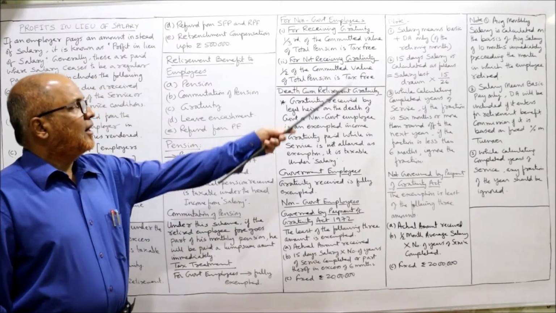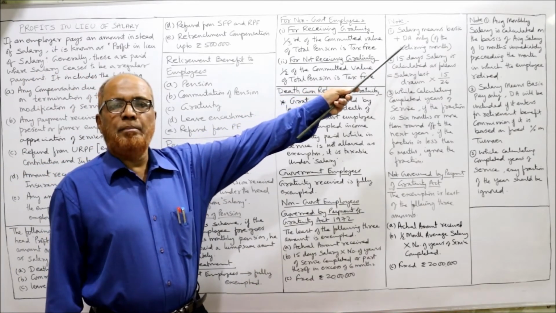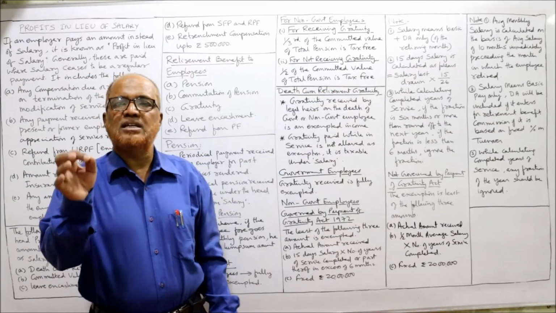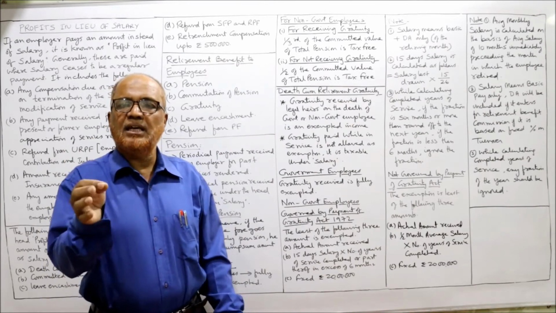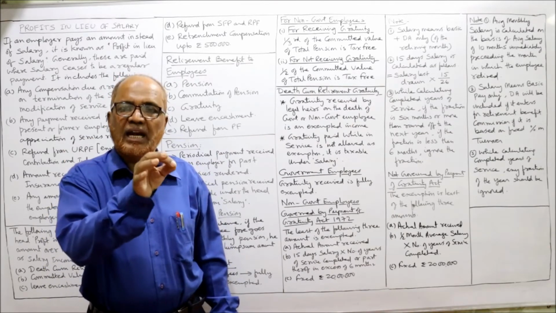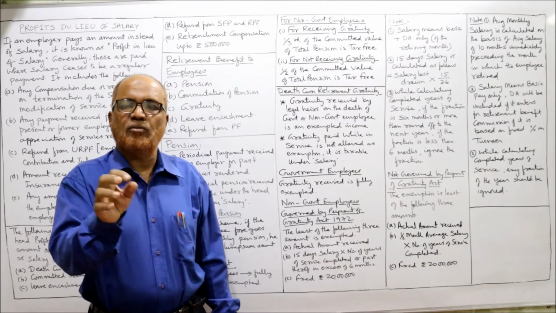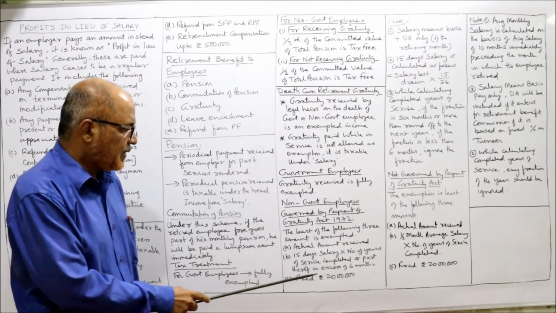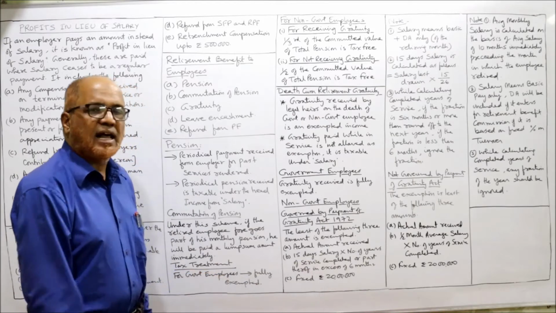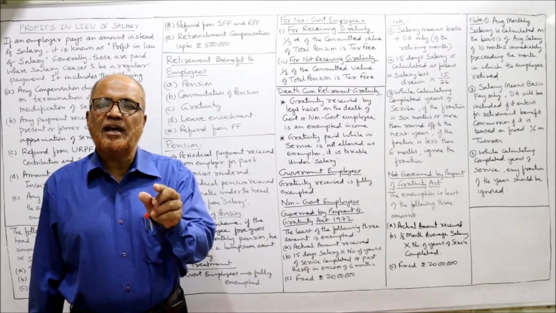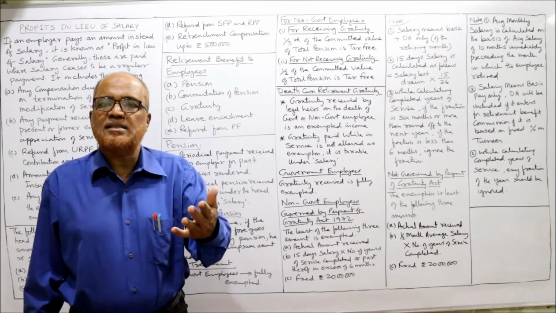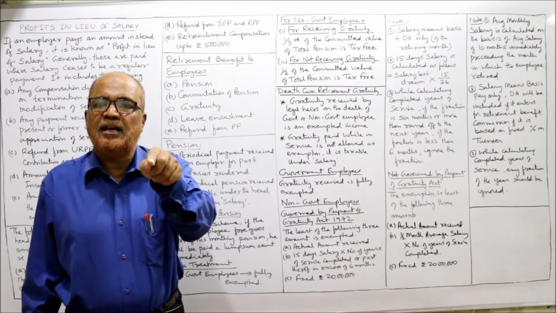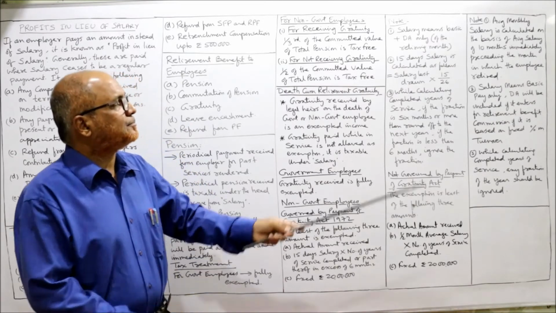Then note, salary means basic plus DA of the retiring month, the month in which the employee retired. Of that month, what is the basic pay and what is the DA. That is the meaning of the term salary. Here we need 15 days salary, so you must be clear regarding what is salary. The Income Tax Act says salary means basic and DA of the retiring month.